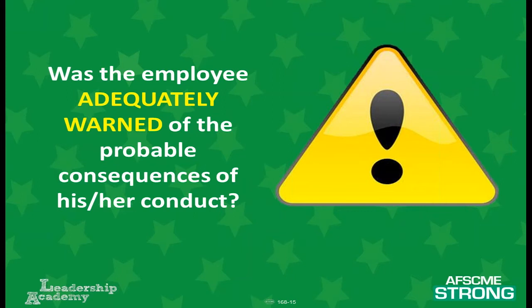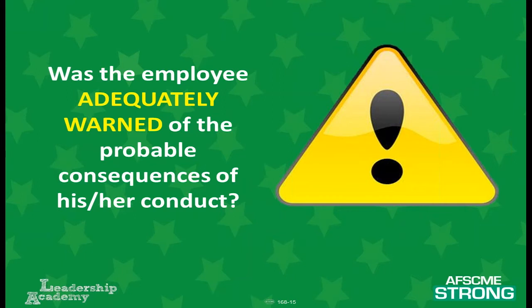Exceptions, of course, are made for certain conduct that's really egregious. Insubordination, coming to work drunk, drinking on the job, stealing employee property, behavior that's so serious that the employee is expected to know that it's going to be punishable. And we all can think of examples of that.